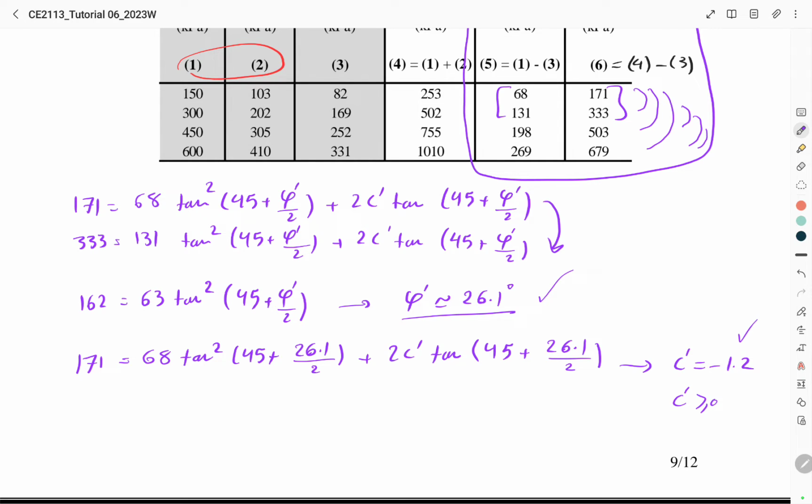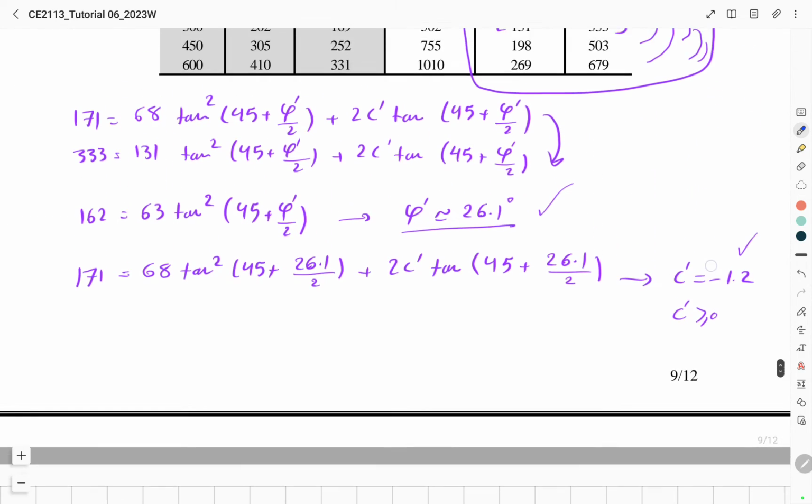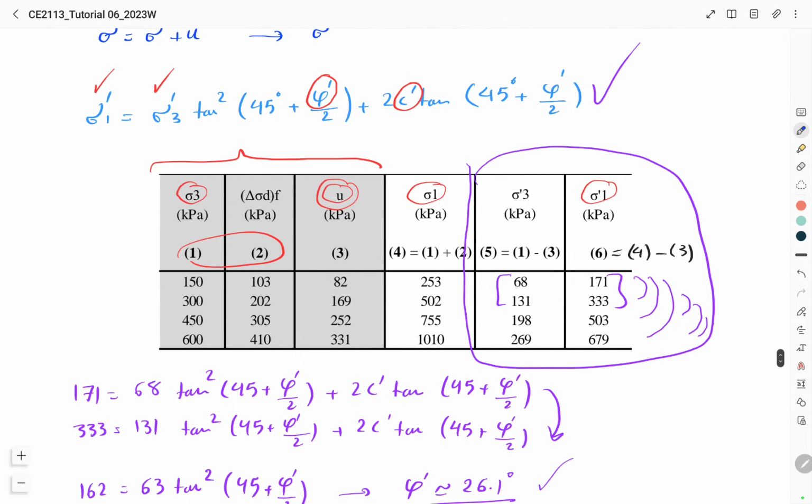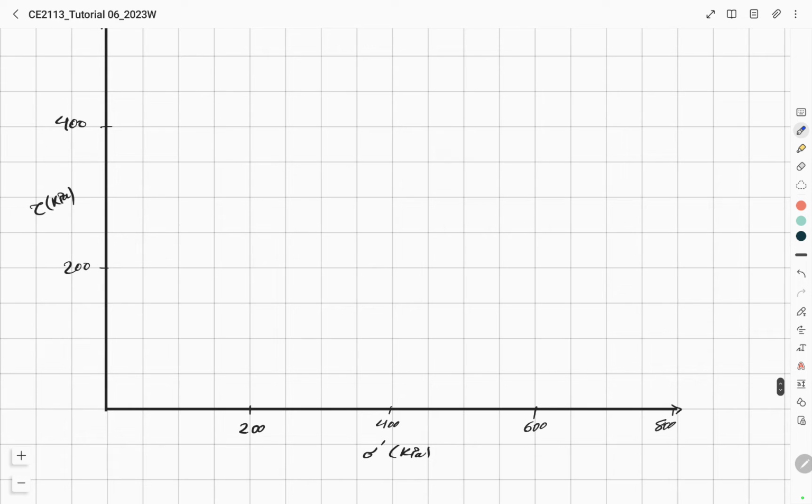The other way, which is easier, is using Mohr circles. For each test, we can draw its Mohr circle, and I'm going to show how to determine the values of c prime and phi prime using the Mohr circles. For the first test, the value of sigma prime 3 was 68, and the value of sigma prime 1 was 171. So 68 would be somewhere around here, and 171 would be somewhere around here. So the Mohr circle would be something like this.